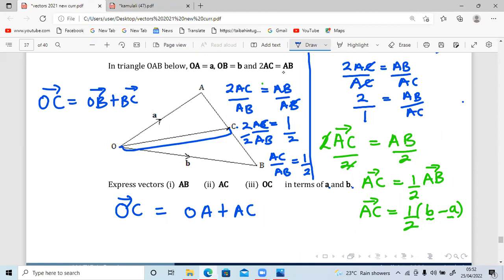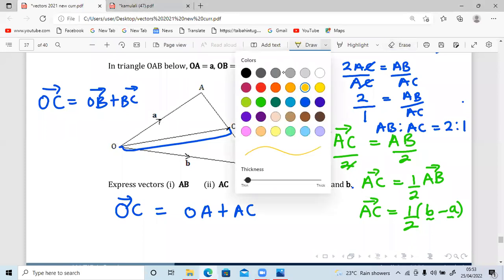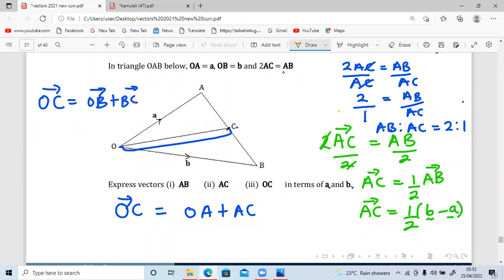So now, in ratio form, I can write AB to AC is the same as 2 to 1. Are you seeing that? What does it mean? This is why I want you to understand. Here you need to understand a lot. It means that from A to B, we have 2 parts, and from A to C, you have 1 part. Is that fine?